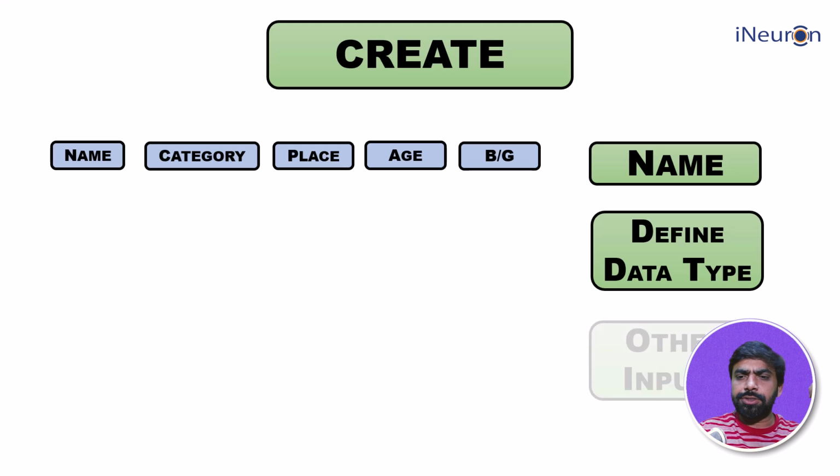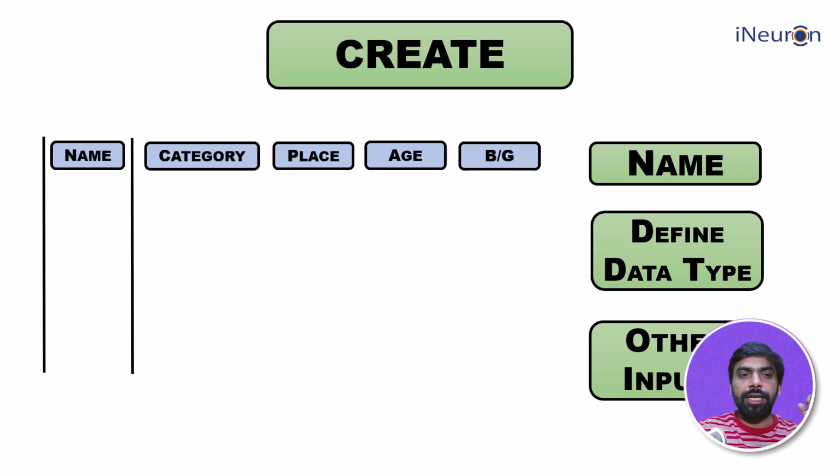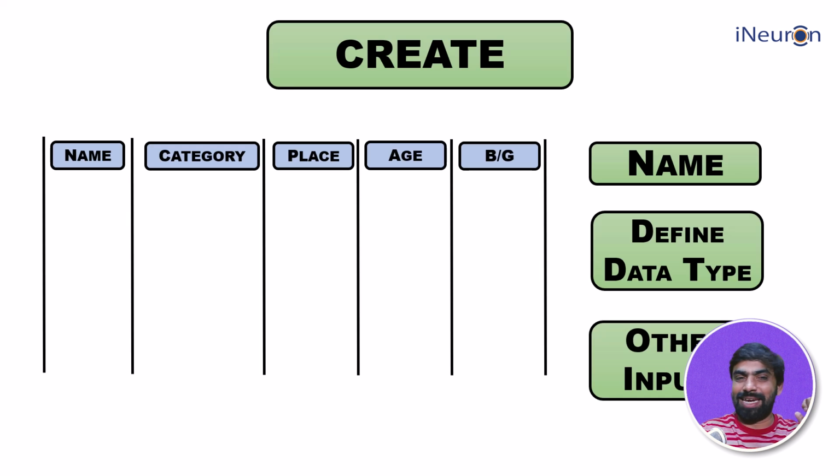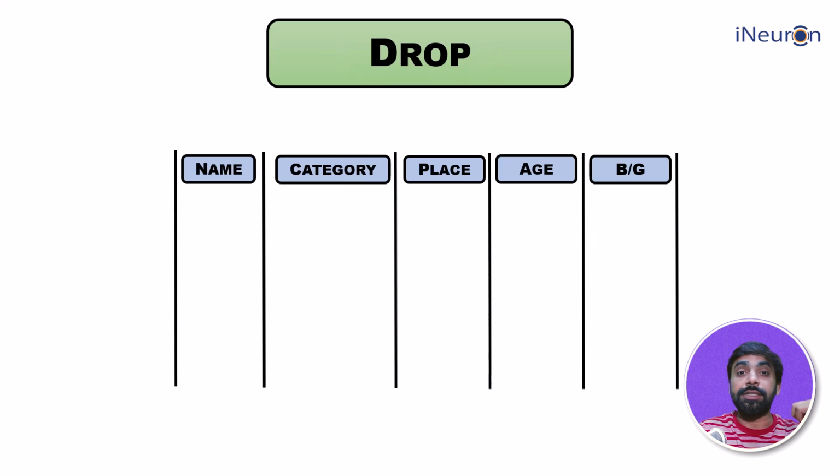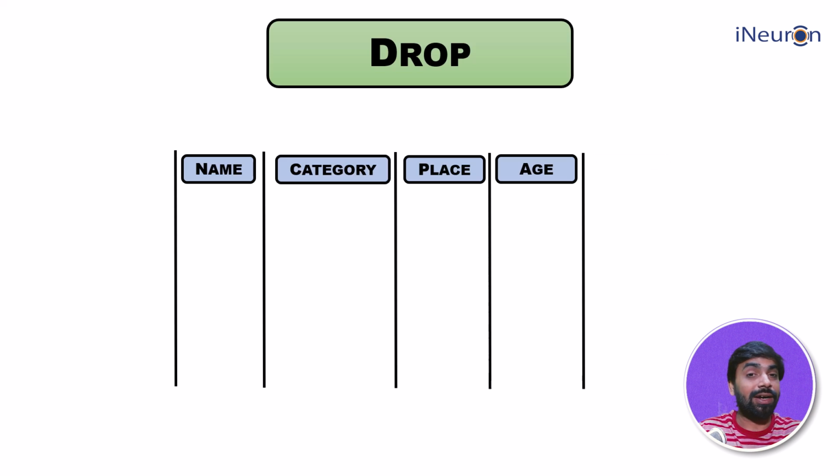Now, apart from these two, we can give other inputs as well, which we will move on to once we actually use the create command on SQL, right? MySQL database. And once you do this, you have your table in place. This is the creation of the table. The next, as we know, is drop. We don't like a certain column. We don't want this column to be in our database. We change our mind. We can definitely drop that column out of our database.